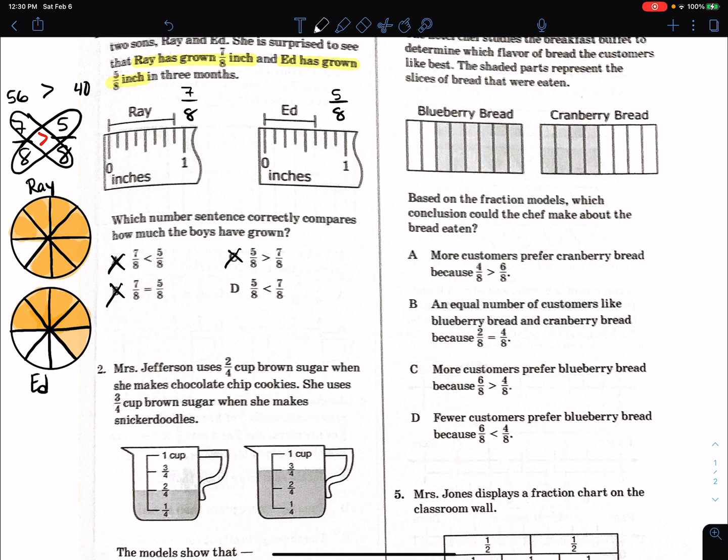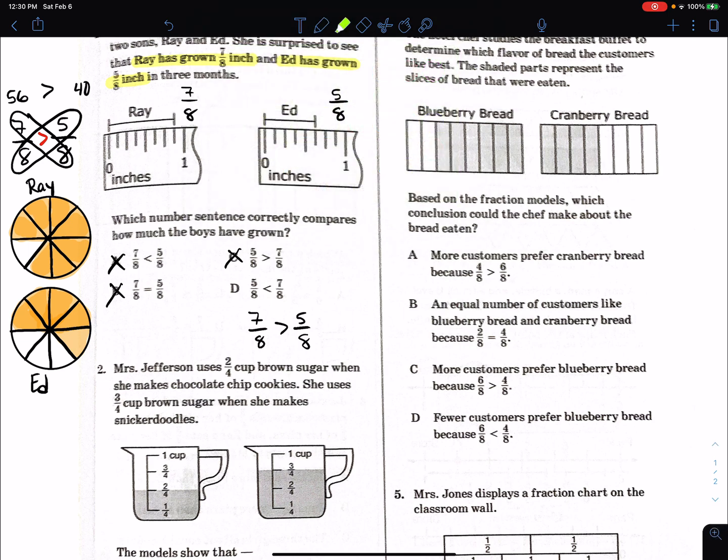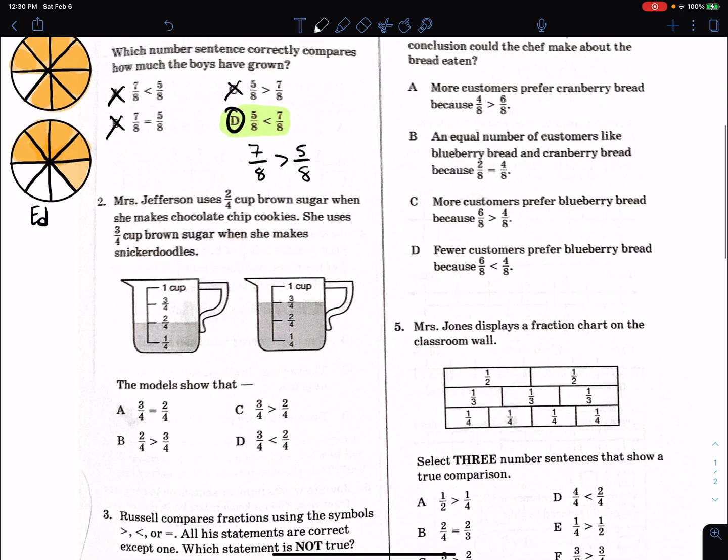And looking at letter D, 5/8 is less than 7/8. Okay, or just to double check yourself, you could flip that around to say 7/8 is greater than 5/8. Does that match what we have over here with our cross multiplying and our model? Yes, it does. So I know that my correct answer is letter D. Letter D, 5/8 is less than 7/8. So now let's look at number 2.